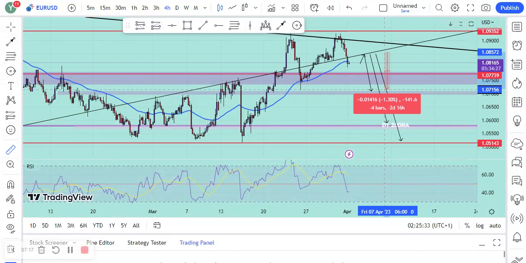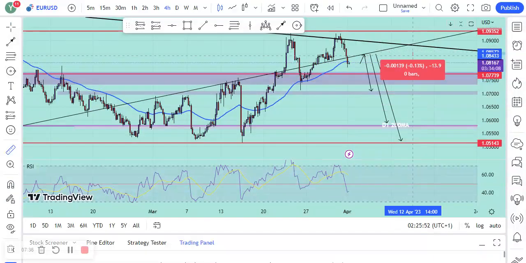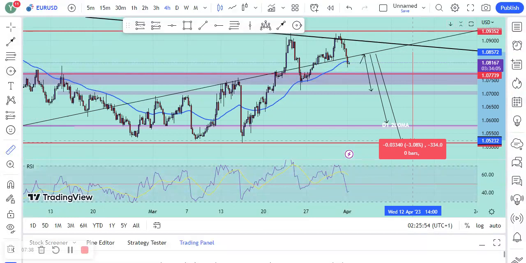a kind of 150 pips, 50 pips in the short term for Euro USD, and about 334 pips, almost 350 pips in the long term for Euro USD in the month of April.